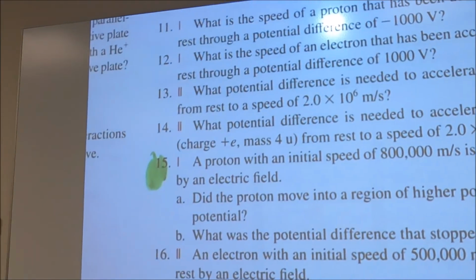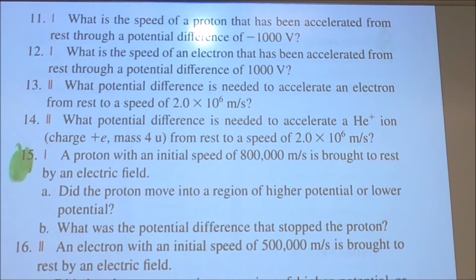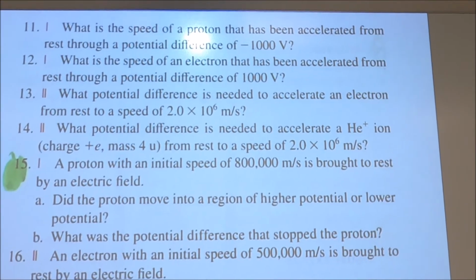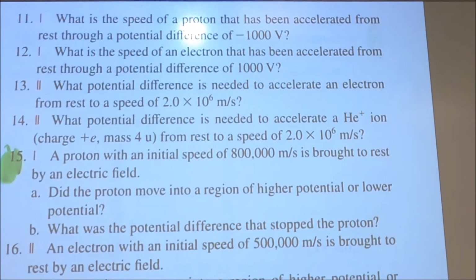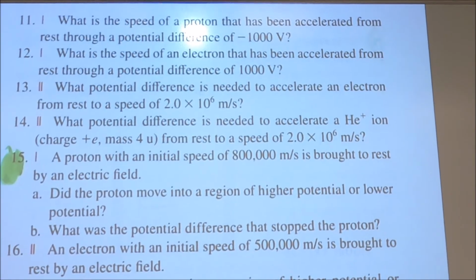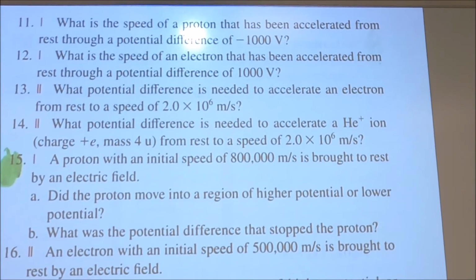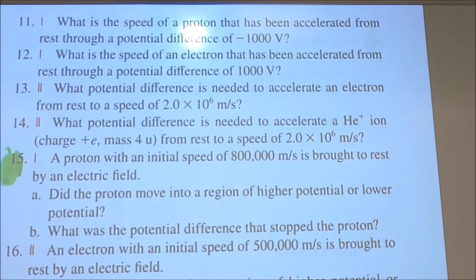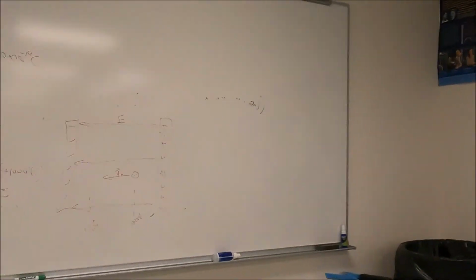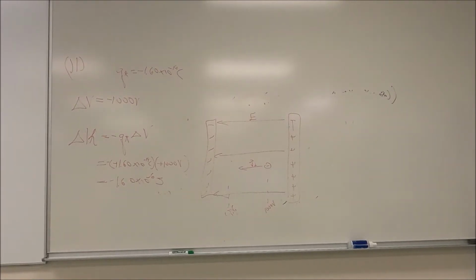Okay? Now, let's look at problem 14. It says, what potential difference is needed to accelerate a helium 1+ ion, charge plus e, mass 4 u, from rest to a speed of 2.0 times 10 to the 6 meters per second? Okay, so let's look at problem 14. All right, let's erase things here.